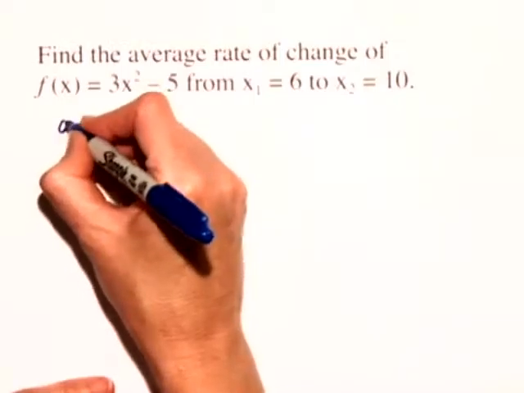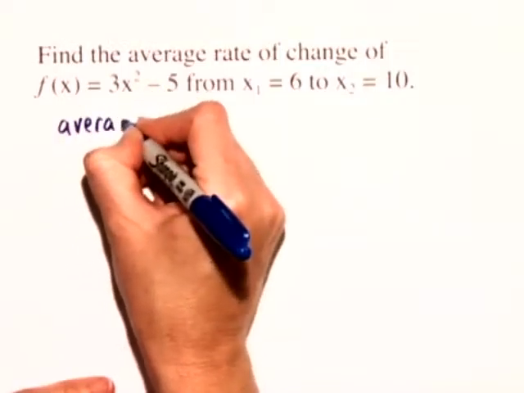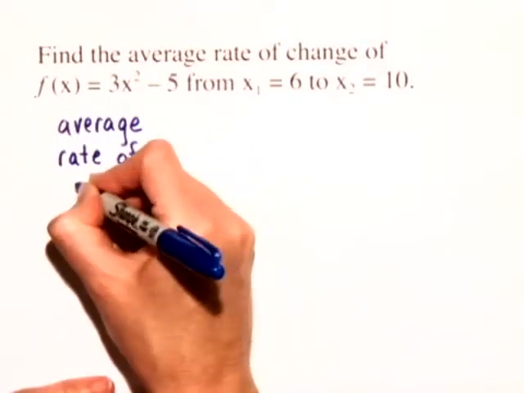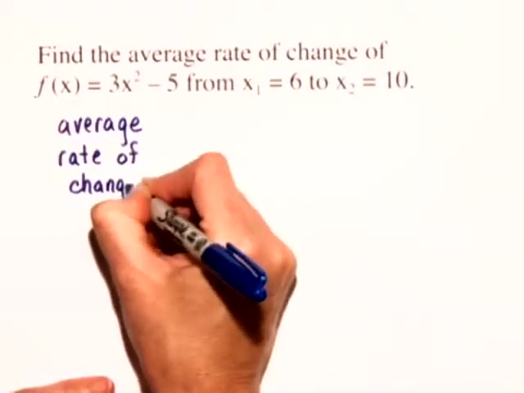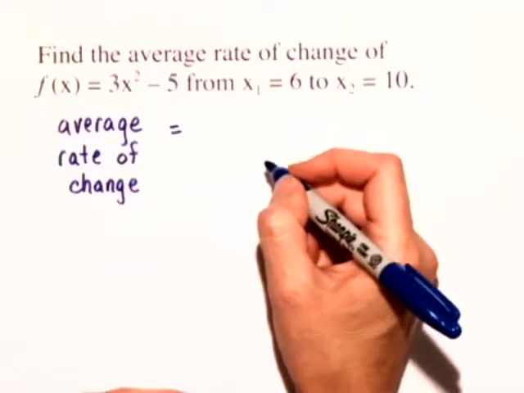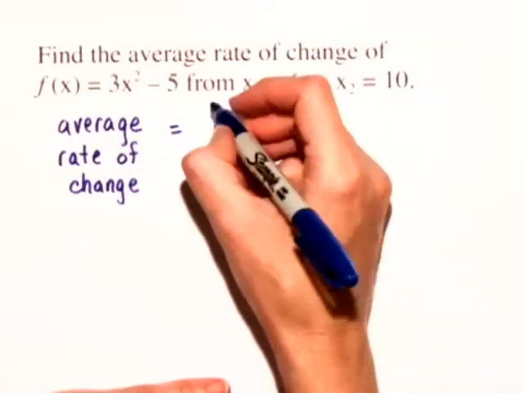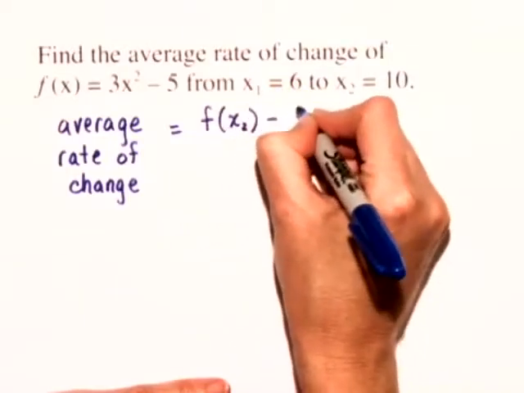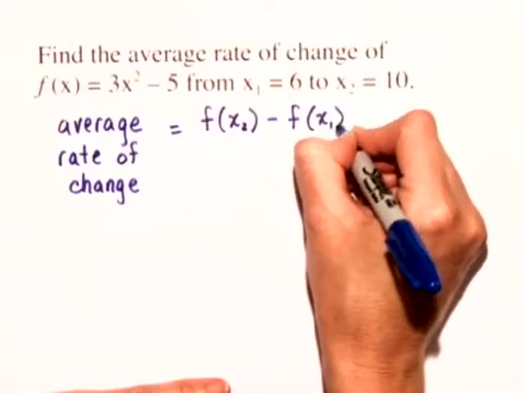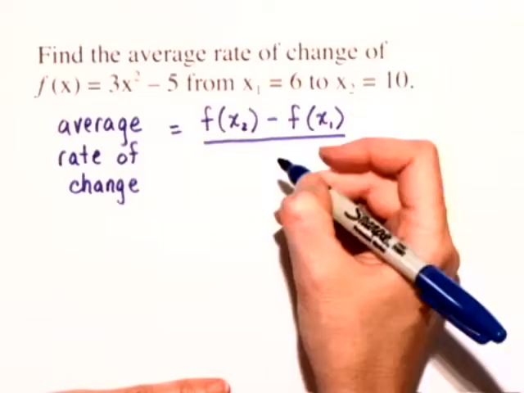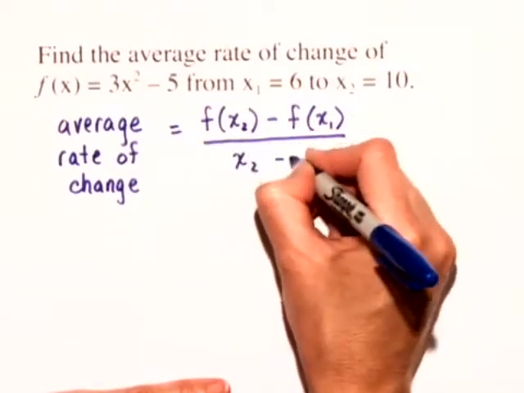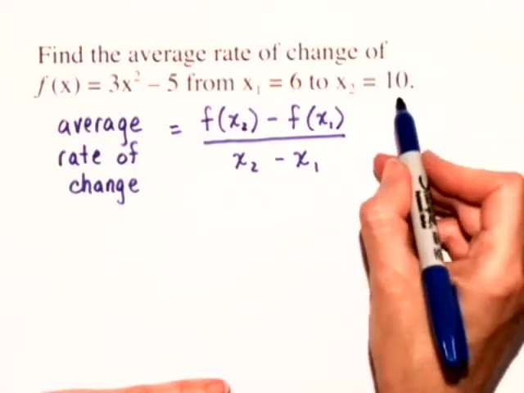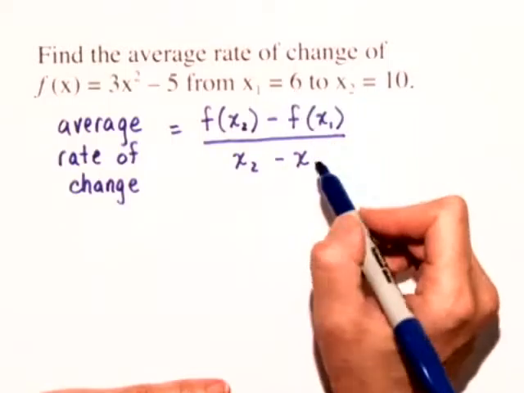So the average rate of change is given by the formula just like it is for slope. It's the difference of the y-coordinates, so f of x sub 2 minus f of x sub 1, over the difference of the x-coordinates, x sub 2 minus x sub 1. So we know x sub 2 equals 10 and x sub 1 equals 6.